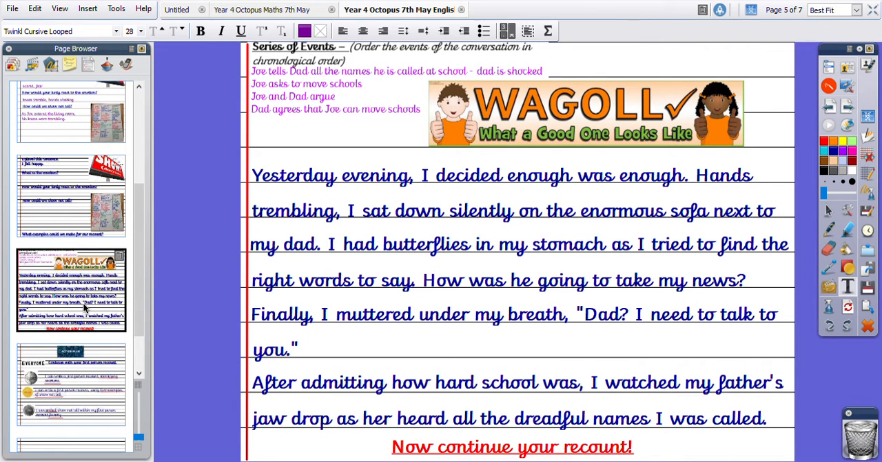Here is an example of a waggle then. So I have written the beginning of my series of events in my main paragraph of my recount. Yesterday evening I decided enough was enough. Hands trembling, I sat down silently on the enormous sofa next to my dad. I had butterflies in my stomach as I tried to find the right words to say. How was he going to take my news? Finally, I muttered under my breath, "Dad, I need to talk to you."